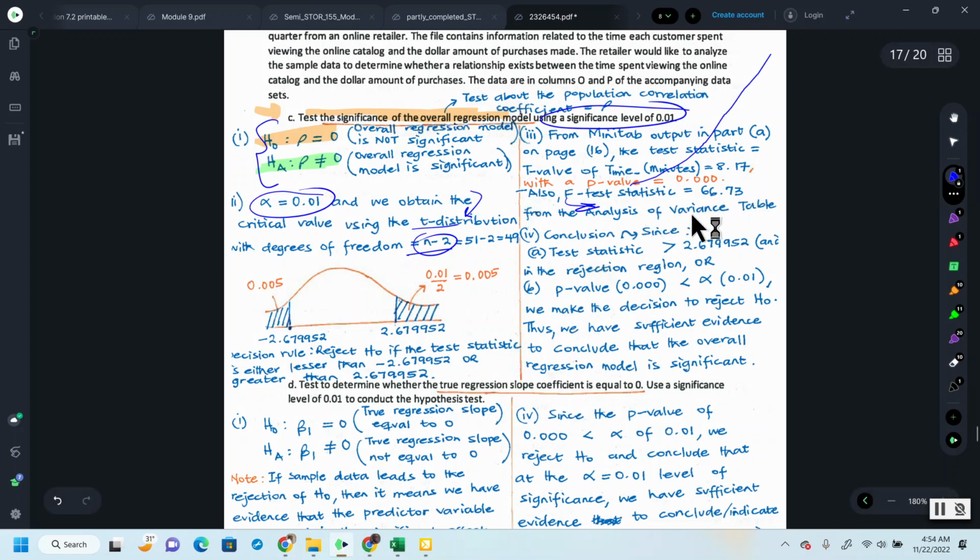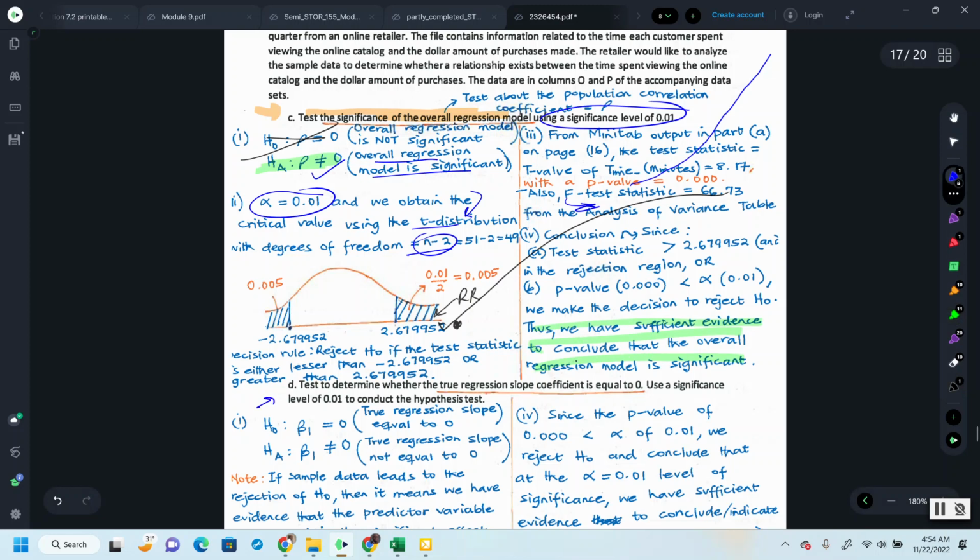Take note, from the analysis of variance table, this number is significantly bigger than what? 2.67. So it definitely lies on the extreme here, in the rejection region. Since it's in the rejection region, we're definitely going to reject the null hypothesis. So we're going to reject the null, and our conclusion will be on the alternative, which is that the overall regression model is significant. And that is our conclusion there.